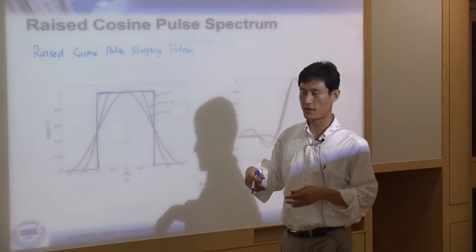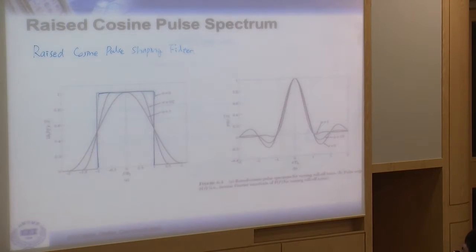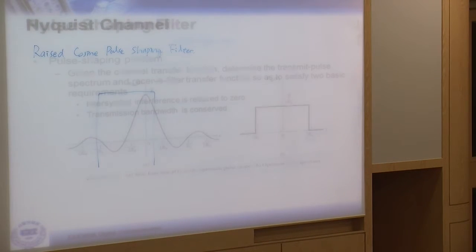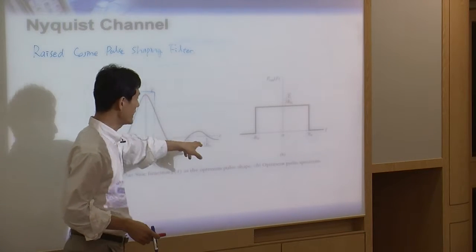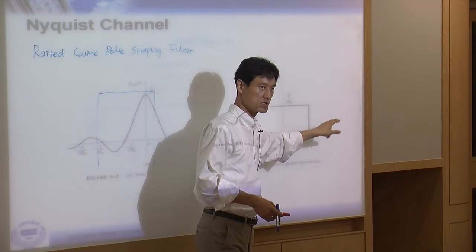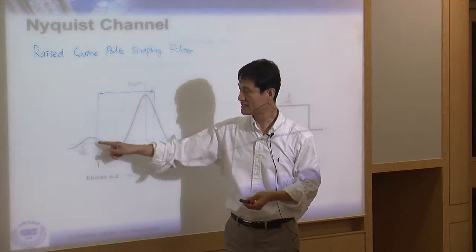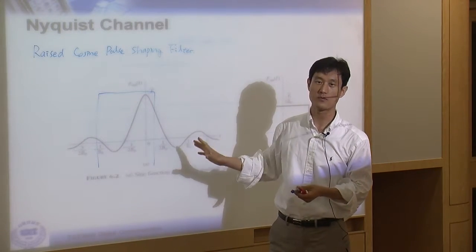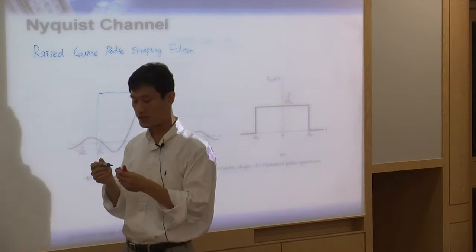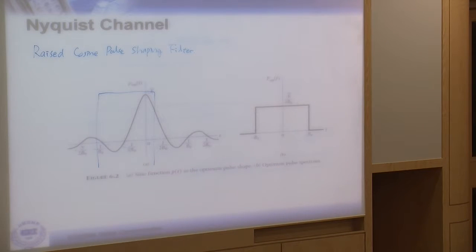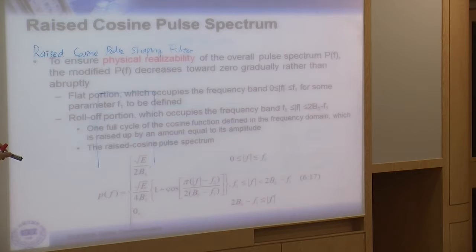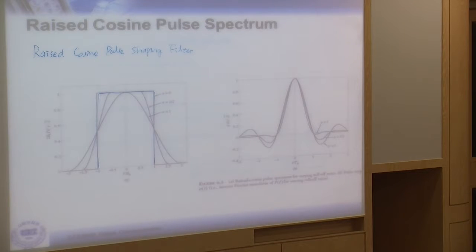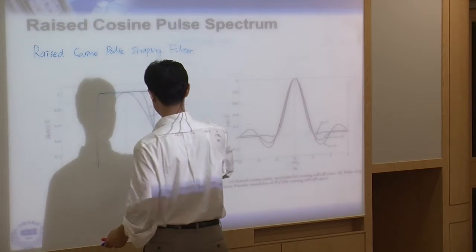Okay, so let's go back to that picture. Let me go back. This was the Nyquist channel, right? The Nyquist channel has a rectangular frequency response and a perfect sinc function time domain response, right? That was the case of the Nyquist channel. Now the problem is that we cannot make that in a practical system. So that's why we have to redesign it.